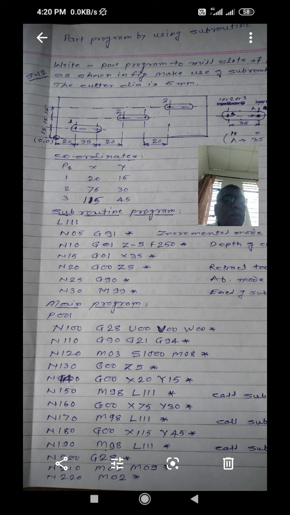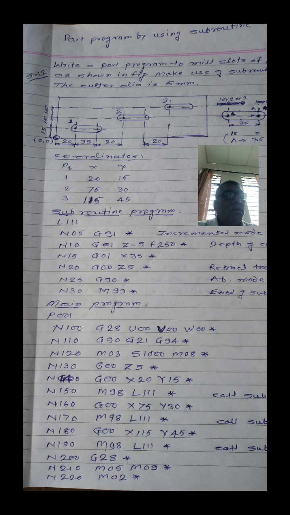Then in the next block you have to move the cutter from point 1 to point 3 for the particular operation with linear interpolation function, that is block number N15 G01 X35, end of the block. Then after completing the operation you have to retract the tool to its initial position, that is block number N20 G00 Z5. Retract the tool.